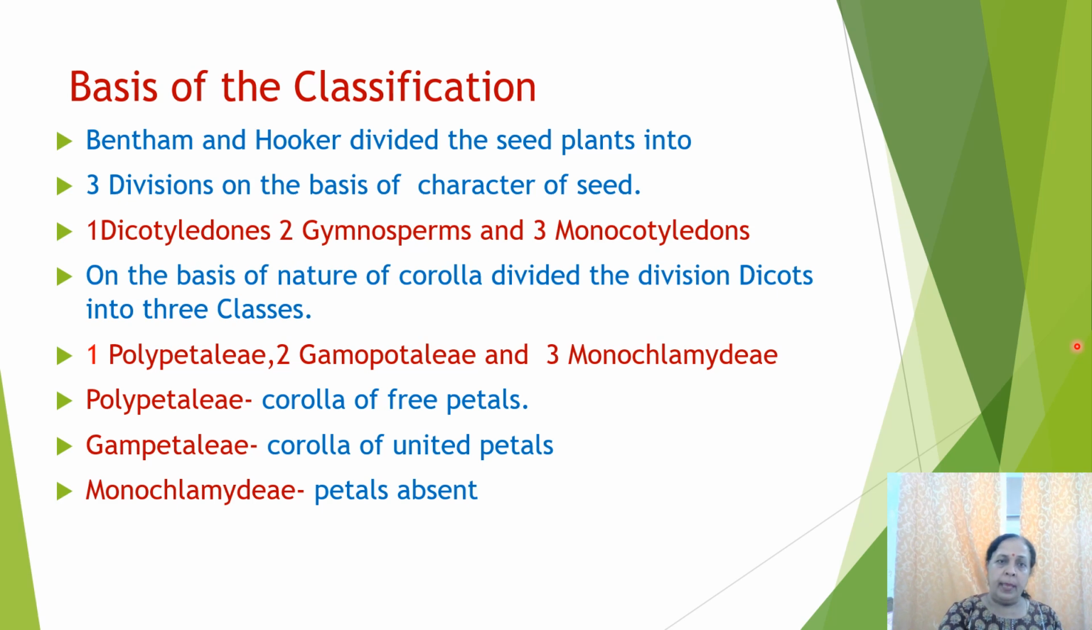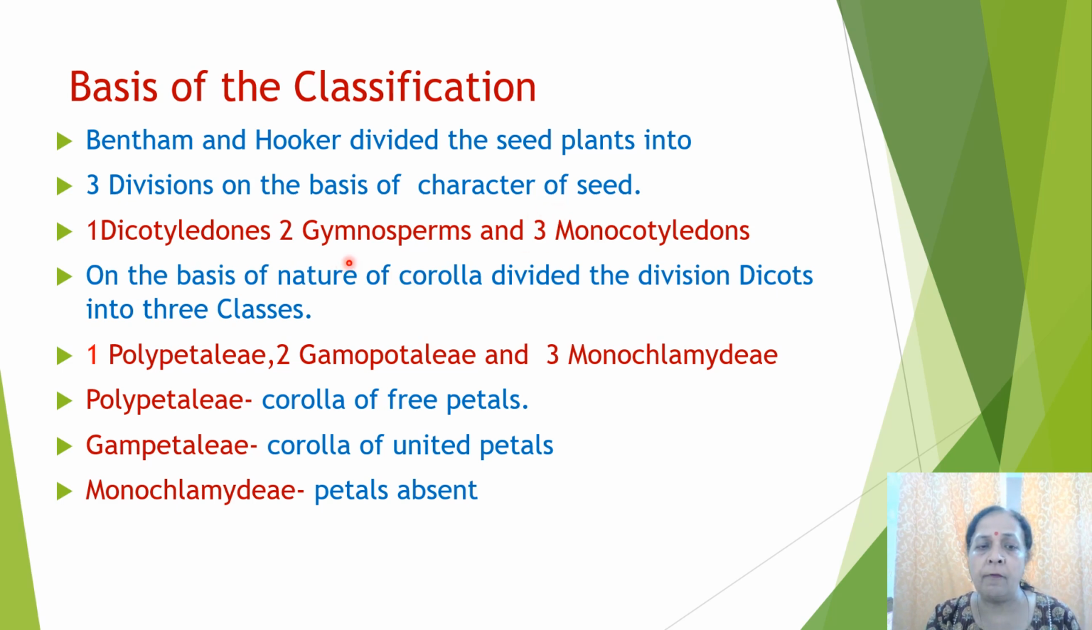Now, basis of the classification. What points are taken by Bentham and Hooker to classify the seed plants? First of all, Bentham and Hooker divided the seed plants into 3 divisions on the basis of the character of seed. First is dicotyledons. Seeds which consist of 2 cotyledons are included under the division dicotyledons. Gymnosperm, where the naked seeds were present, are included under the division gymnosperm. And the third is monocotyledons, the seeds with single cotyledon.